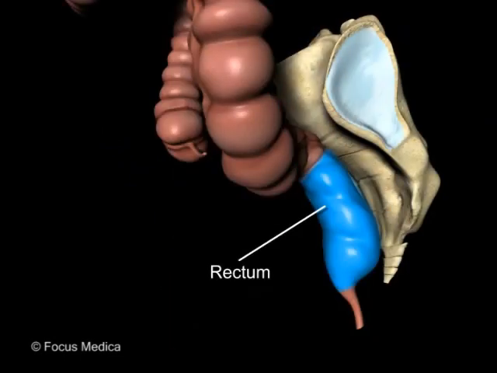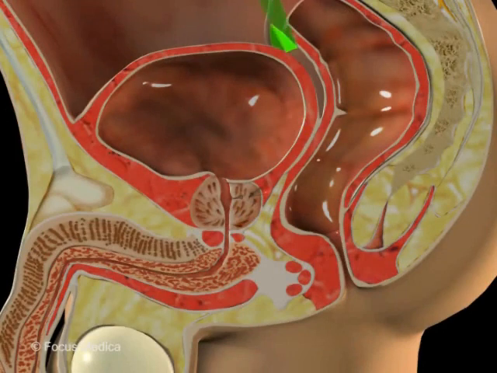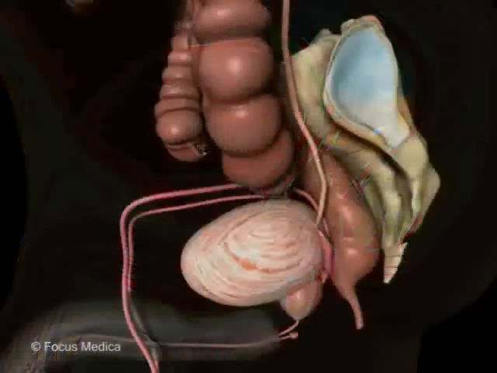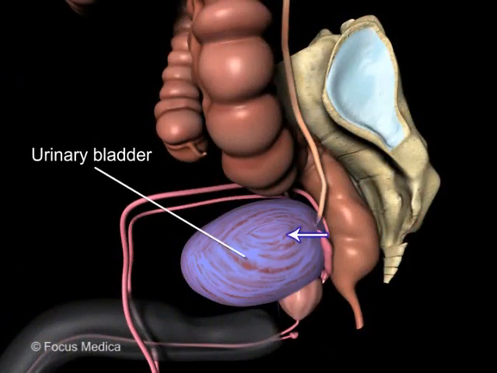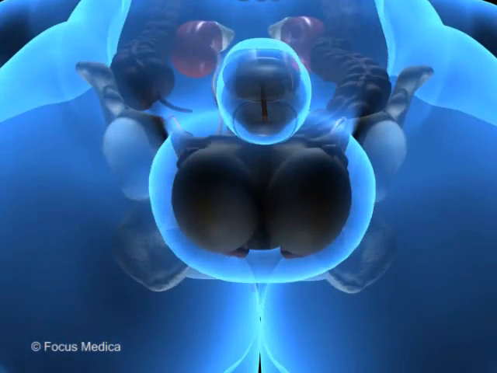The rectum is immediately anterior to the sacrum and follows its concavity. It is covered by peritoneum in its upper third and partly in its middle third. The urinary bladder is in front of it in males. The perineum is a diamond-shaped area in the floor of the trunk.